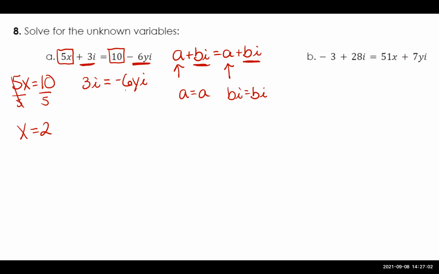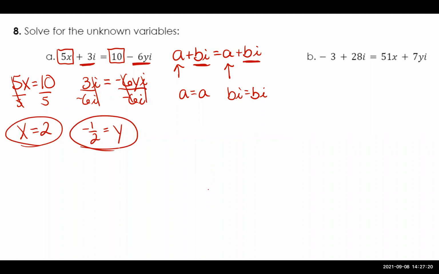For part A, let's see, we want to solve for y. So I want to divide out a negative 6i. So let's see, the i's would become a 1, they would cancel, and 3 divided by a negative 6 would be a negative 1/2 equals y. So both of these would be my answer. Part B, set the real equal to the real. So a negative 3 equals 51x.